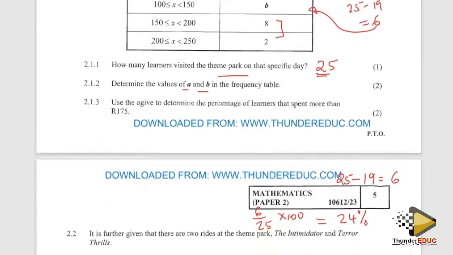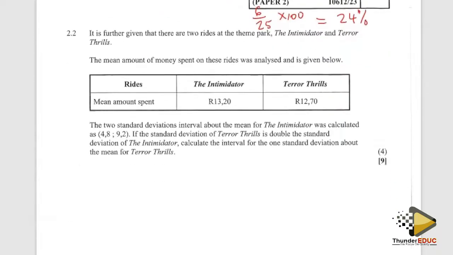Then 2.2, they're telling us it's further given that there are 2 rides at the theme park. We have what we call the Intimidator and then the Terror Thrills. The mean amount of money that was spent is given below. Okay. So for the Intimidator, it was 13.2, or 13 rand 20 cents. And then for the Terror Thrills, it's 12 rand and 70 cents.